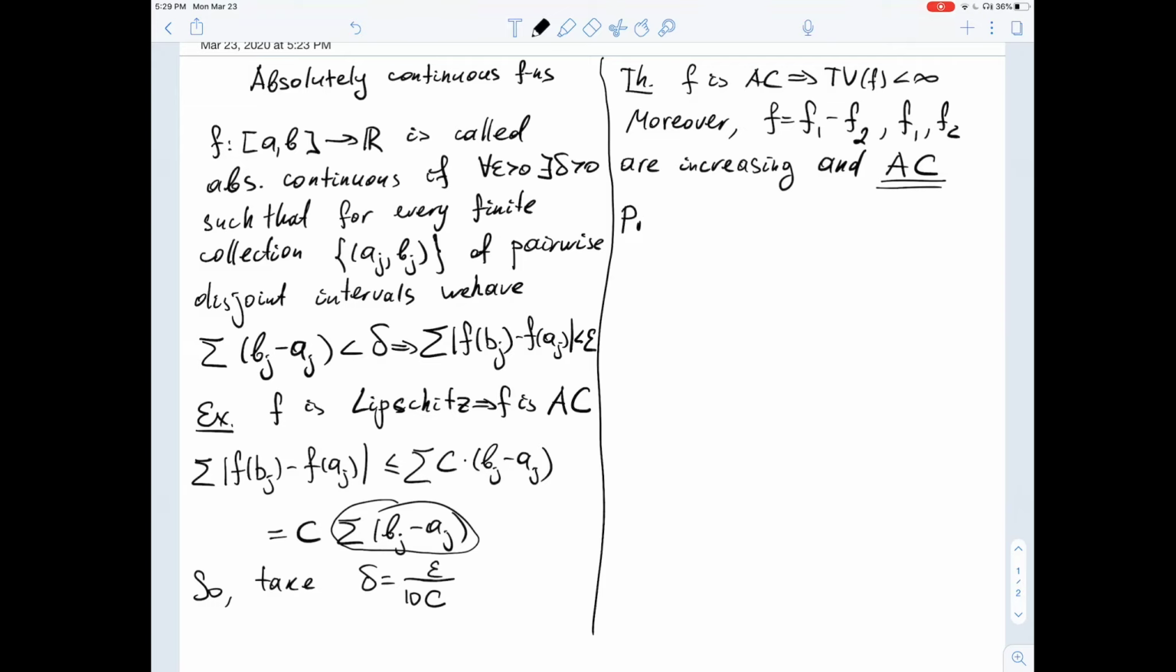Okay, so proof. So for total variation first. So for total variation, it's actually easy. So we'll just take epsilon equal to 1 and find the corresponding delta. What do we know? We know that if the sum of bj minus aj is less than delta, then the sum of f of bj minus f of aj is less than 1.